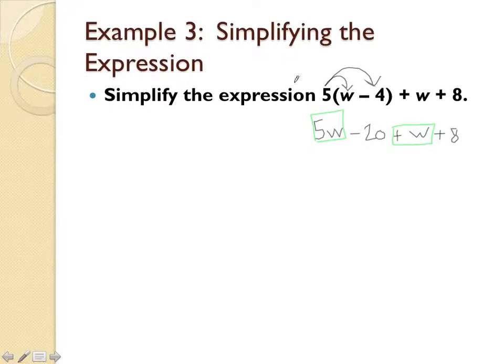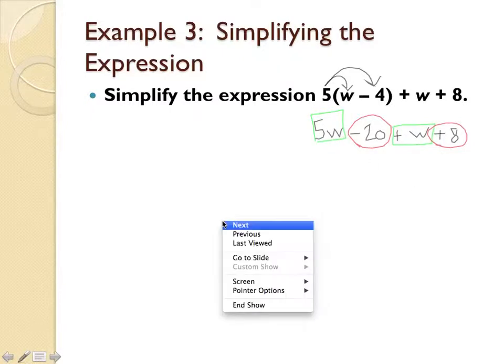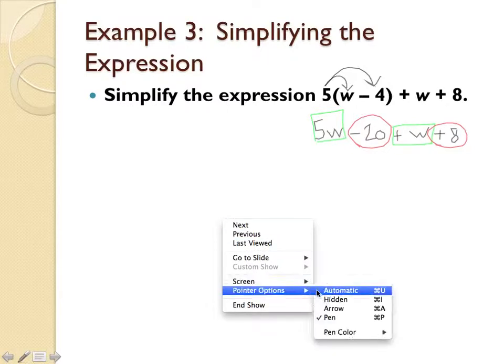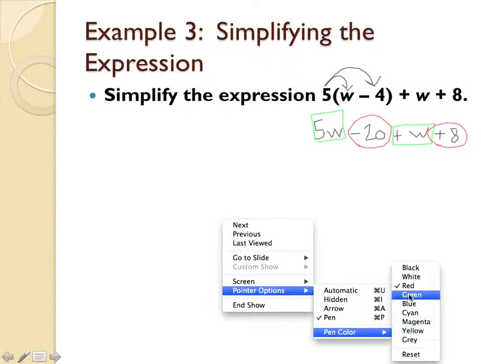Let's go and get another color. You're going to keep picking colors until you have all of your terms with a symbol around them. I have a negative 20 and a positive 8. Those are both constant terms, so they are alike as well. Neither of them has a variable. So in this case, I'm going to use circles, and I have a negative 20 and a positive 8.